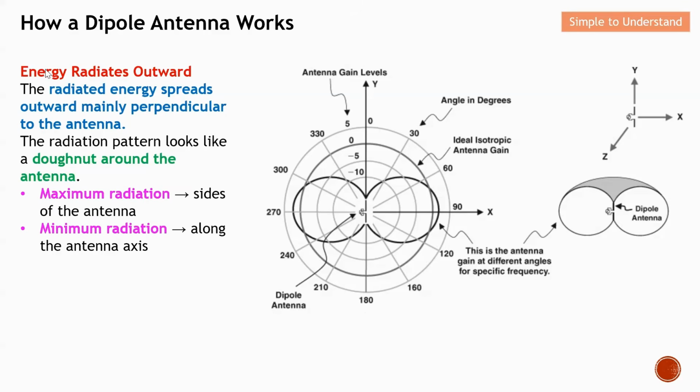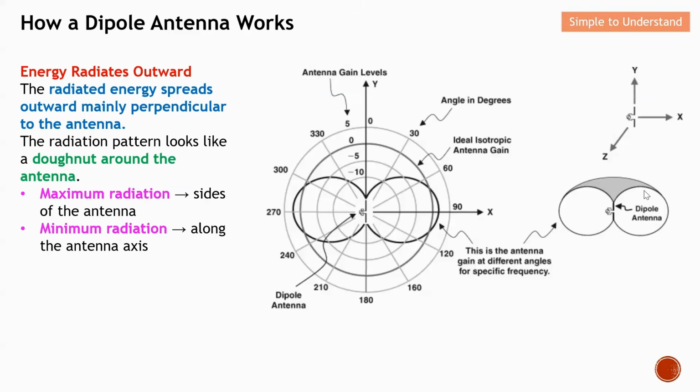Let me further explain this radiation pattern. The energy radiates outward. So the radiated energy spreads outward, mainly perpendicular to the antenna, which I illustrated earlier. They radiate highest perpendicular to the antenna. The radiation pattern in fact looks like a donut around the antenna, as I illustrated. When you look at this top direction here, it looks like a donut.